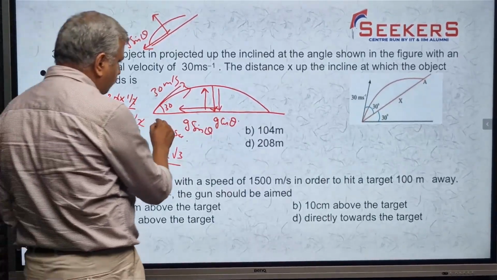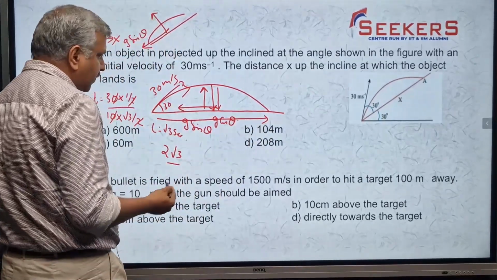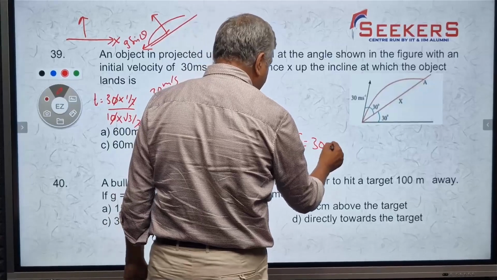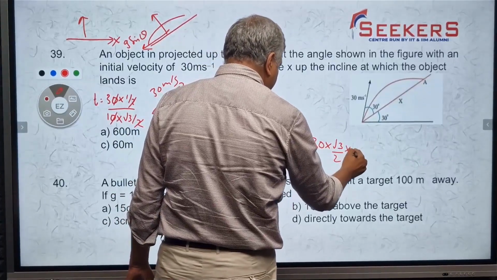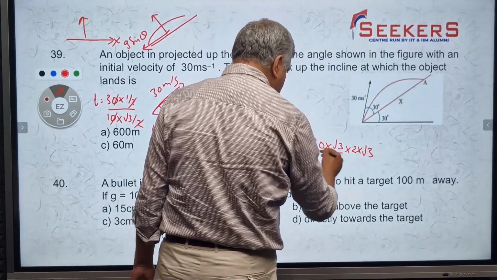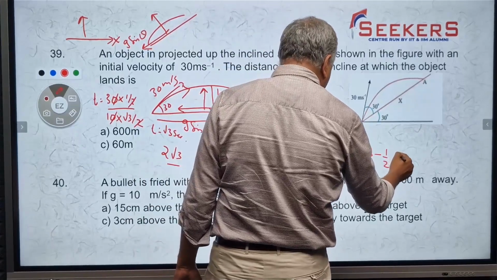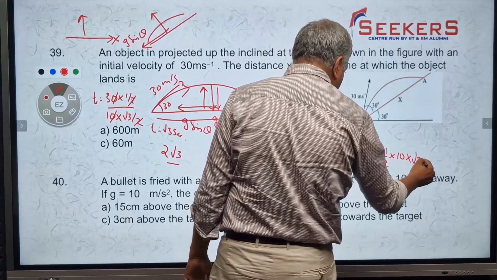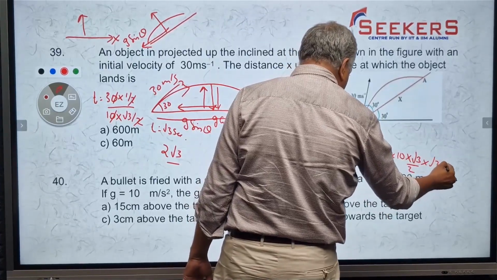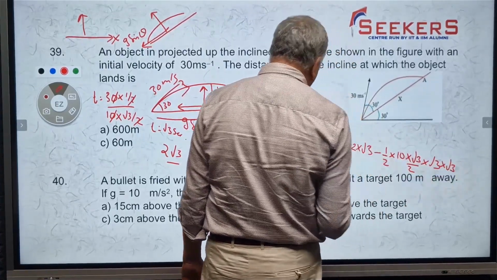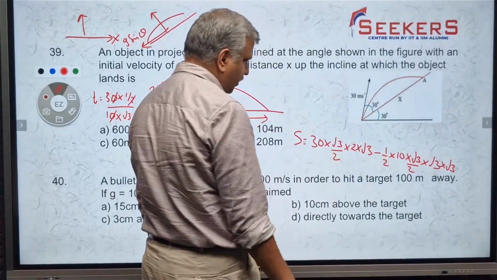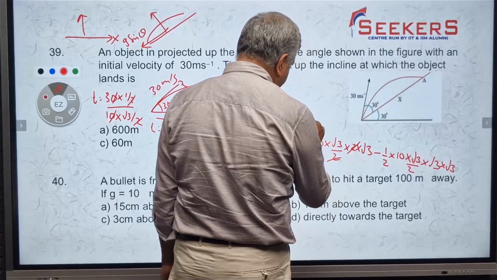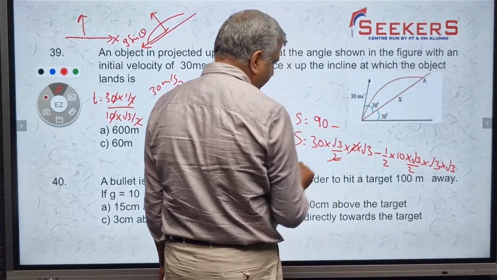So during this time, what will be the distance travelled along the incline? So this I know, S is equal to ut minus half gt squared. u is 30 cos 30, which is root 3 by 2, into 2 root 3, minus half into 10 into sin 30 into t squared, root 3 into root 3. So this should give me the answer. So the 2 gets cancelled, so this is 3. So S is equal to 90 minus.